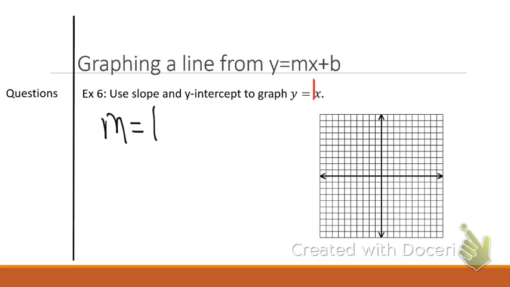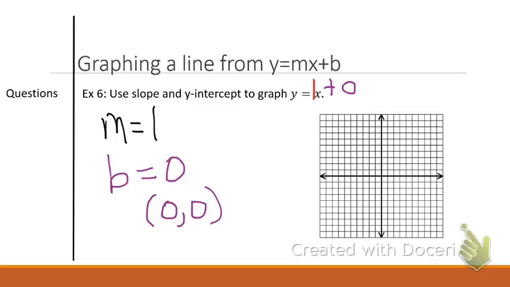What about b though? Do we see a b? Let me help you out. If I put plus 0 here, does that change the problem? Absolutely not. Whenever you don't see a number or a constant, you're going to assume that the y-intercept is equal to 0. And again, since we're graphing, we're going to write its location, (0, 0). So, just as before, b is where we begin.